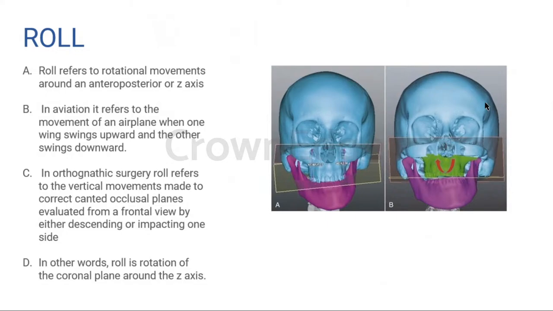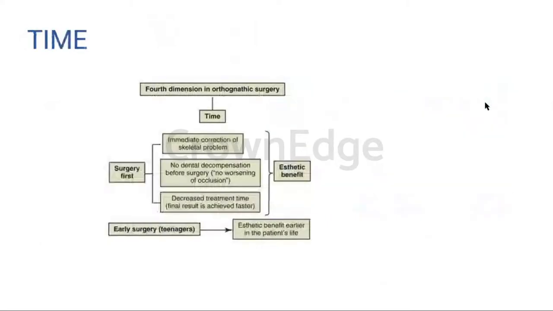The next and last dimension in orthognathic surgery is time. That is the fourth dimension in orthognathic surgery. What happens is, at what time do we perform the orthognathic surgery?